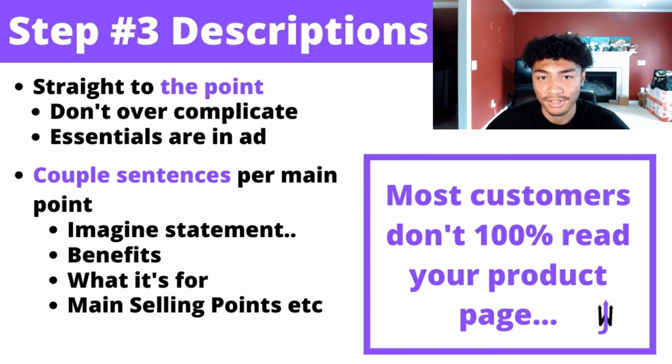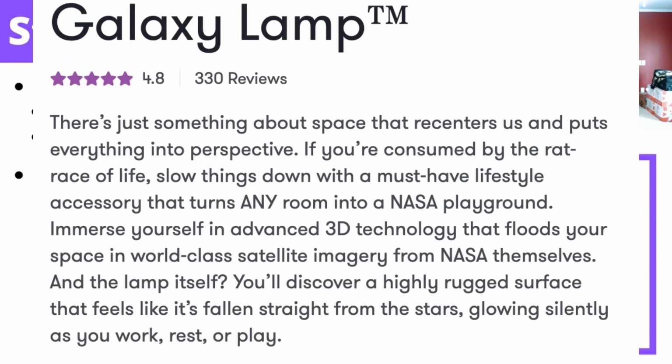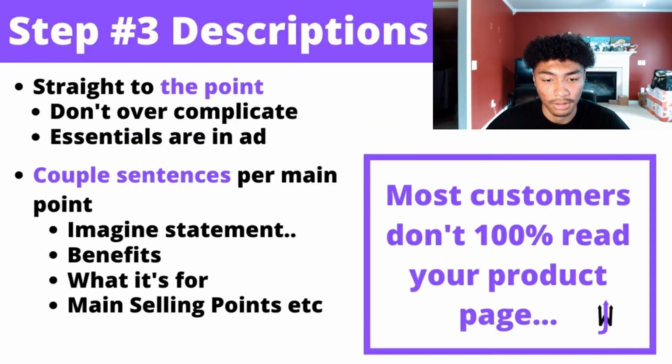Just have an imagine statement. So like, let's say you have a posture corrector, and what you want to do for the first couple sentences on the page is be like, imagine having no back pain, or imagine coming home from work without worrying about having bad posture. Just stuff like that, just so you can have like a mental or relatable connection to the customer when they land on your store. So you have the imagine statement, the benefits, what it's for, and then of course have the different main selling points.